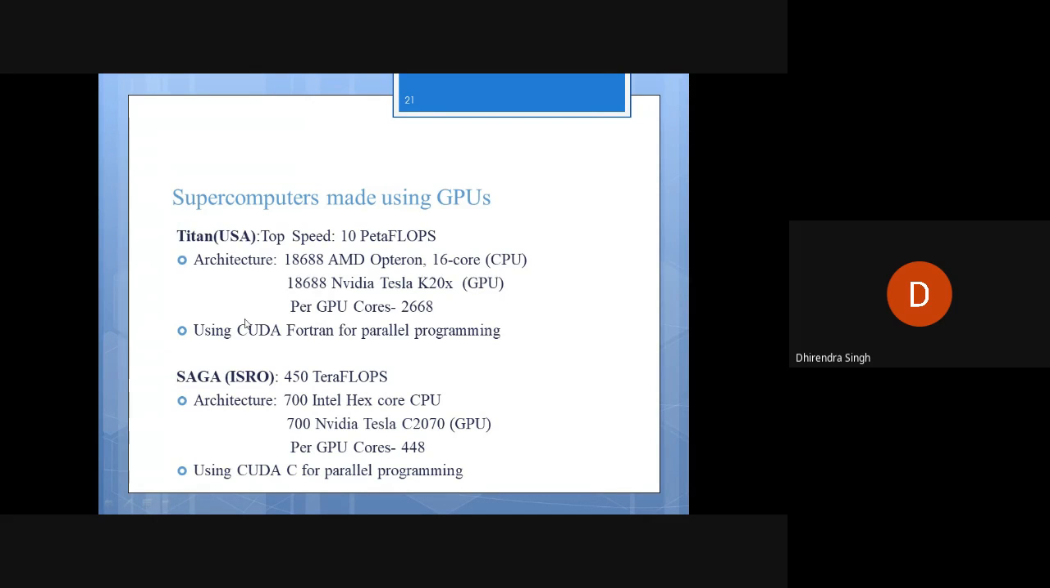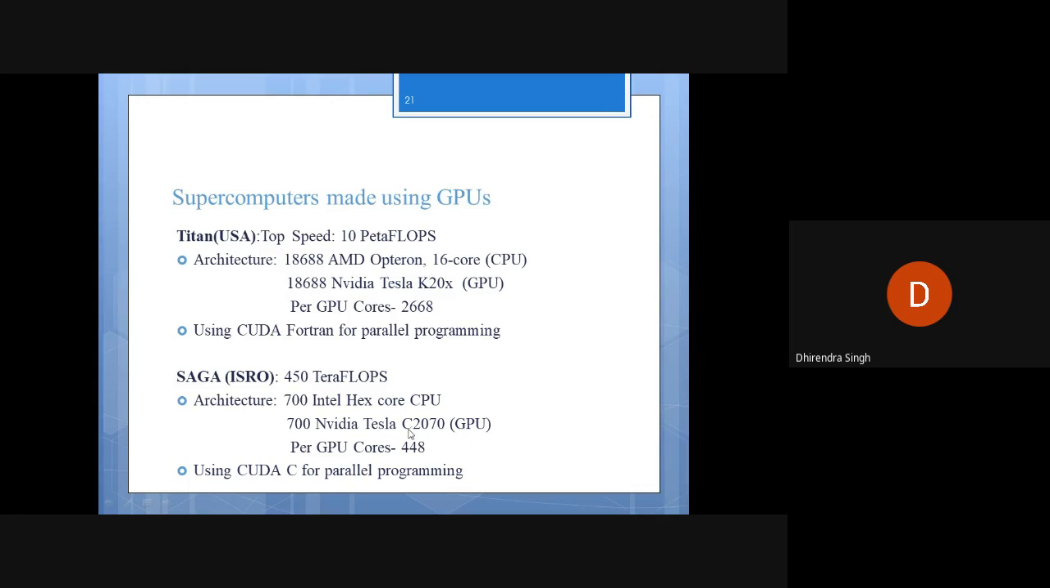And this supercomputer has CUDA Fortran for parallel programming. This Titan supercomputer is using the CUDA Fortran parallel programming concept. This supercomputer Saga, which is available with the ISRO, has 450 teraflop top speed. It has 700 Intel processor CPU cores inside it, and 700 NVIDIA Tesla C2075 GPUs.